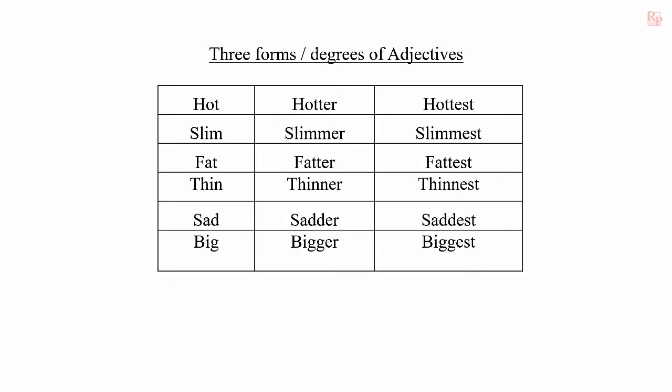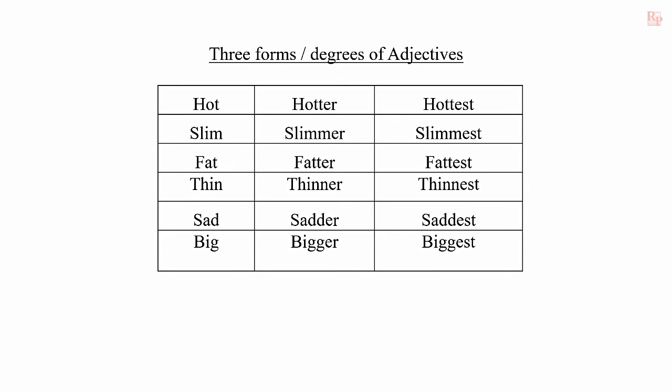Hot, hotter, hottest. Slim, slimmer, slimmest. Fat, fatter, fattest. Thin, thinner, thinnest. Sad, sadder, saddest. Big, bigger, biggest. You may find all the consonants are doubled in this list.